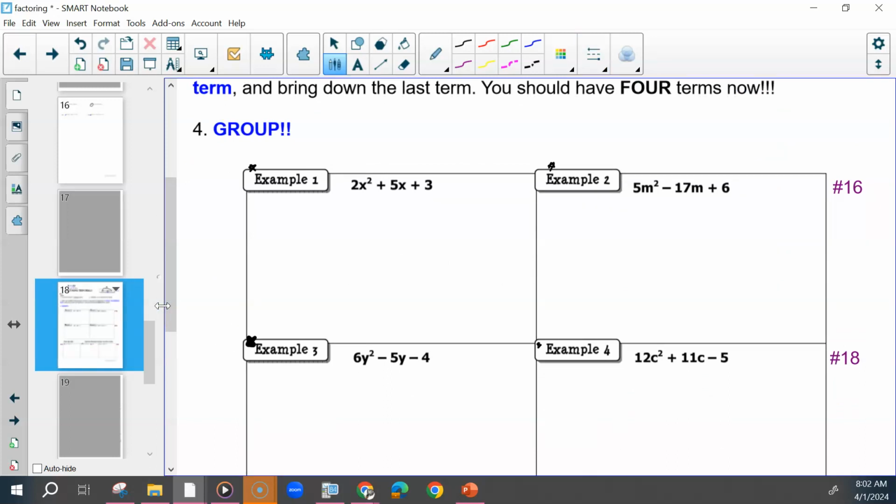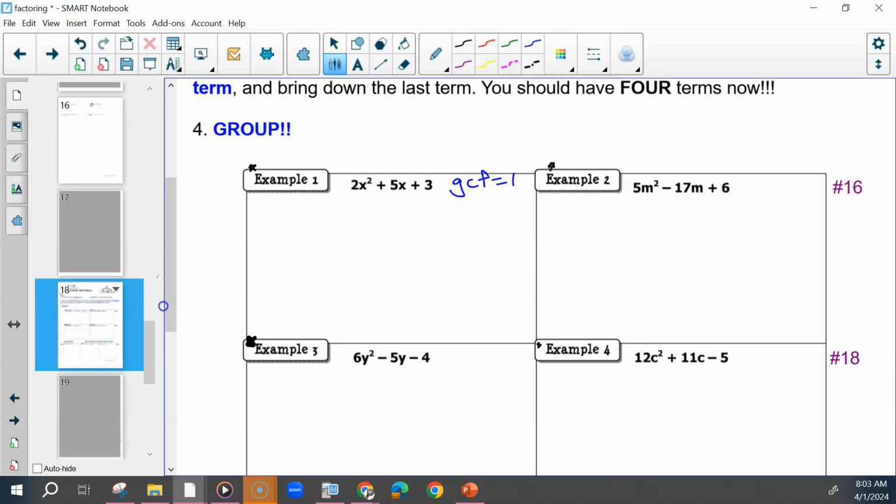So in example 1, is there something that all 3 of these have in common? Does this have a GCF? No. Other than 1. I'm just going to put that off to the side just so we remember that we checked that first. Always check for a GCF first. It will make your life easier, especially if you see big numbers.